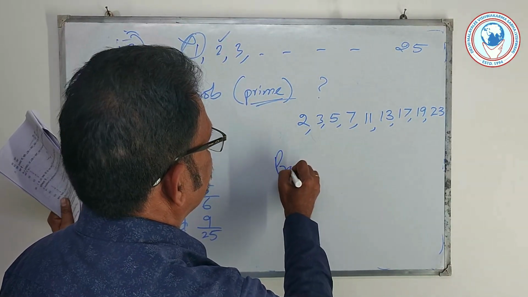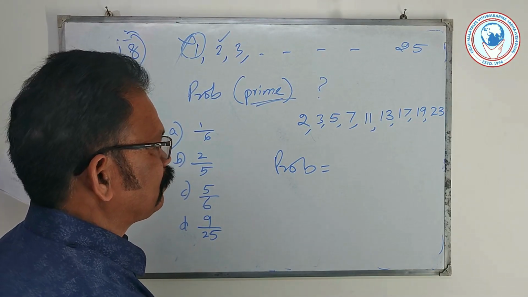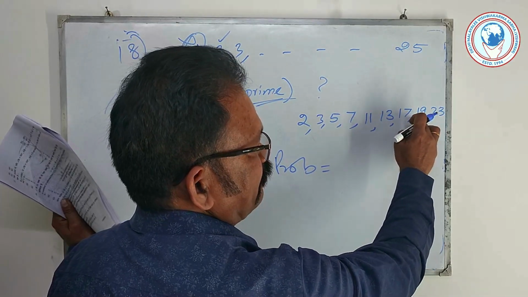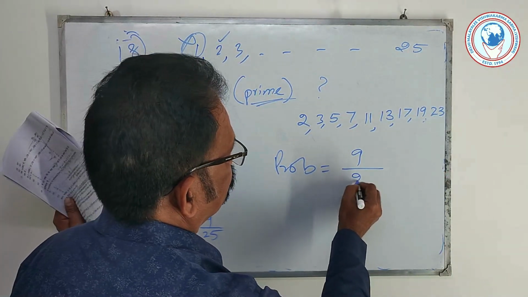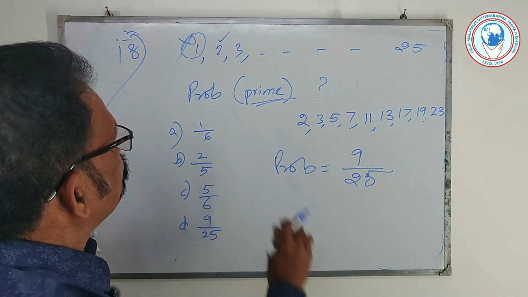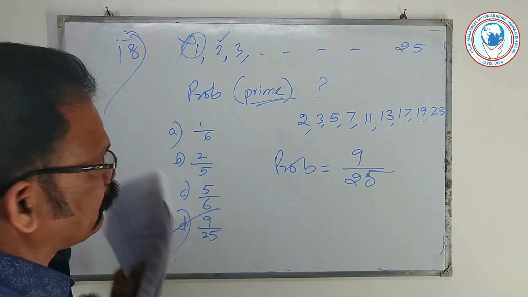Probability is equal to number of favorable outcomes divided by total number. Favorable outcomes: 1, 2, 3, 4, 5, 6, 7, 8, 9 numbers out of 25. So 9 by 25 is the probability of prime numbers. The option 9 by 25, D, is the correct option.